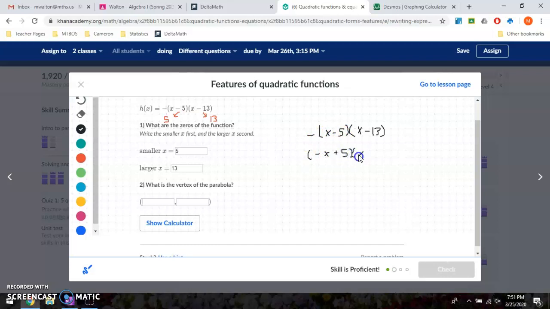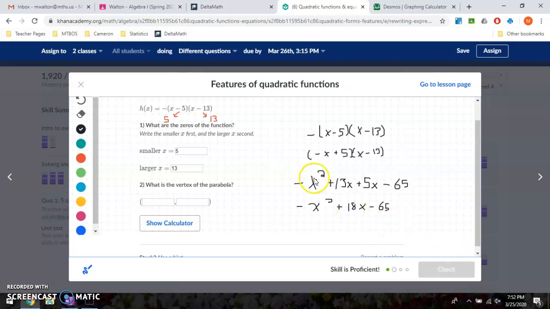All right, we're going along here. Pardon the handwriting. I'm trying my best. Now negative x times x would be negative x squared. Negative x times negative 13 is positive 13x. 5 times x is 5x. And then finally, 5 times negative 13 is negative 65. And combining like terms here, I have negative x squared plus 18x minus 65.